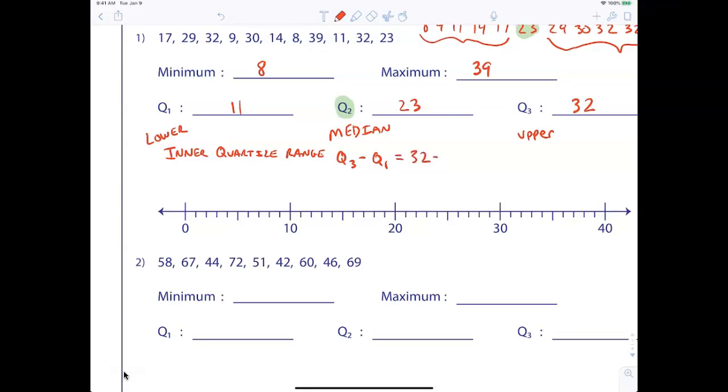32 minus 11, which is 21. So the interquartile range is 21. The interquartile range is 21.